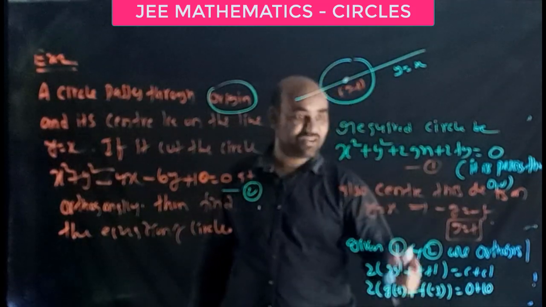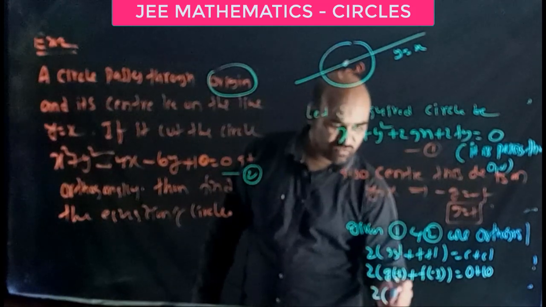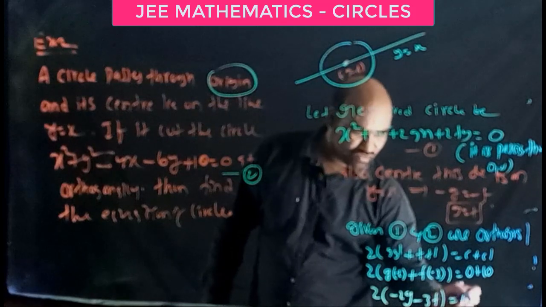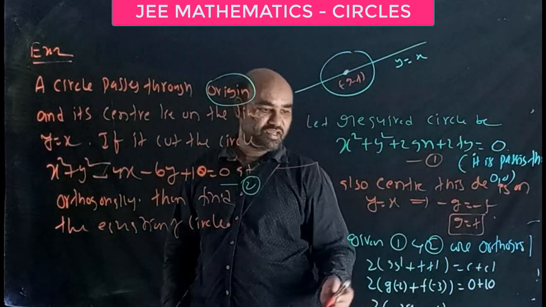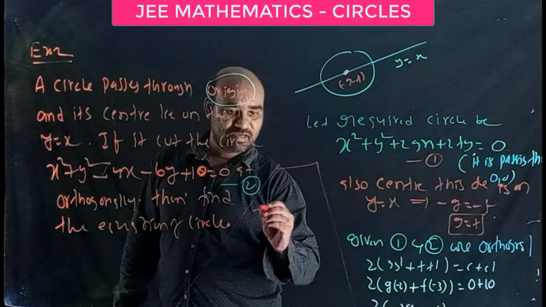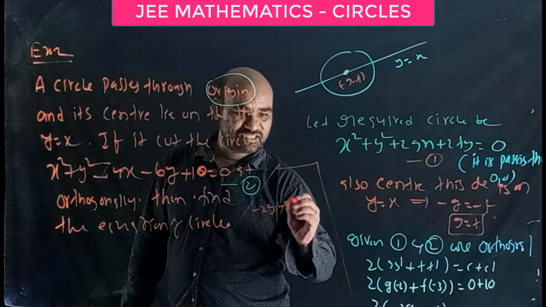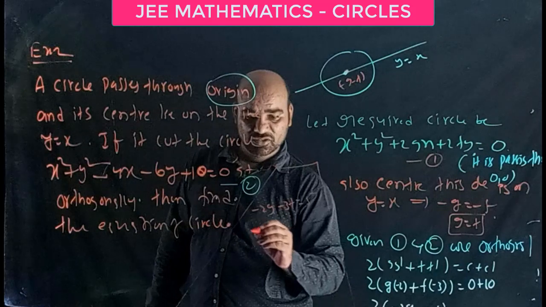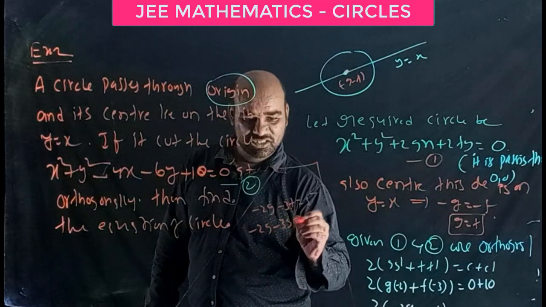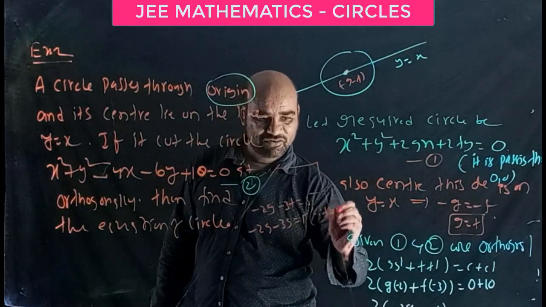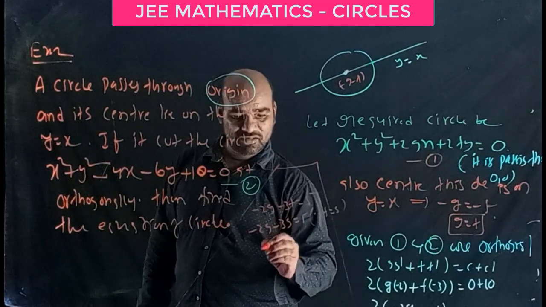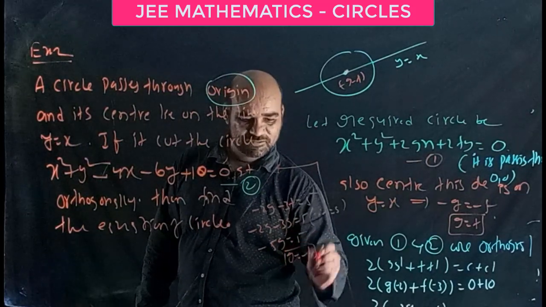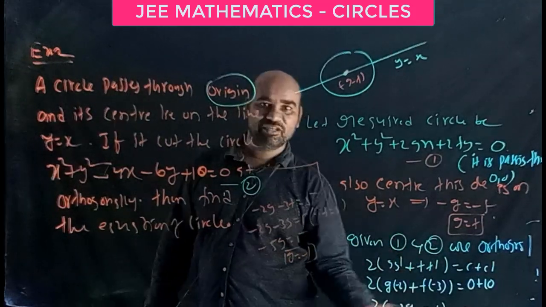Already g and f are the same, no? So actually 2 into minus 2g minus 3f equal to 10. To cancel, minus 2g minus 3f equal to 5, but g and f are the same, so minus 2g minus 3g equal to 5, since f equal to g. So we will get minus 5g equal to 5, g is equal to minus 1. g equal to minus 1, f also minus 1 only, no?